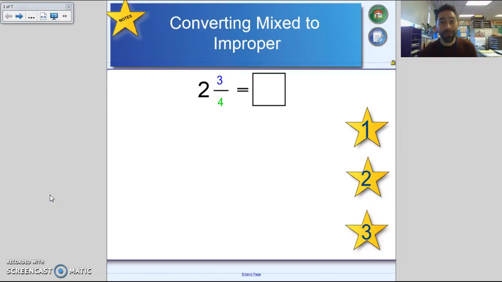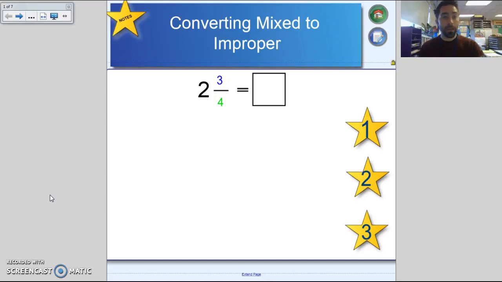Welcome back to another video of Math 101, where you're going to be learning about converting fractions and mixed numbers into improper fractions, and you're going to be converting improper fractions back into mixed numbers. So we're going to be doing vice versa. So you're going to start off with these notes on mixed and improper.